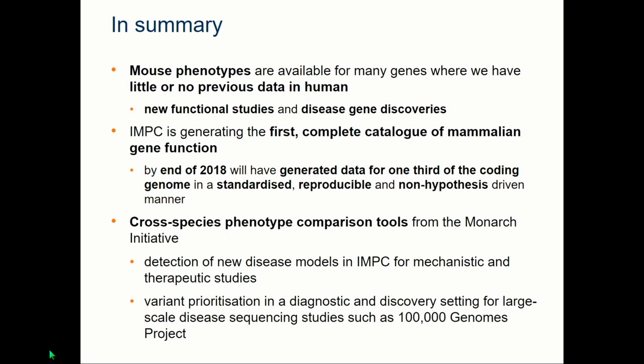The cross-species phenotype comparison tools that have arisen from collaborations with the Monarch Initiative allow us to detect these new disease models in IMPC. People can then go ahead and order these mice for mechanistic and therapeutic studies. This software also allows us to automate variant prioritization, in a diagnostic or discovery setting for large-scale disease sequencing programs, such as the 100,000 Genomes project.